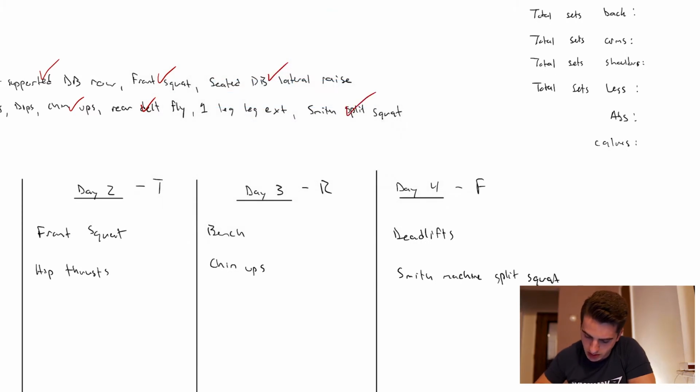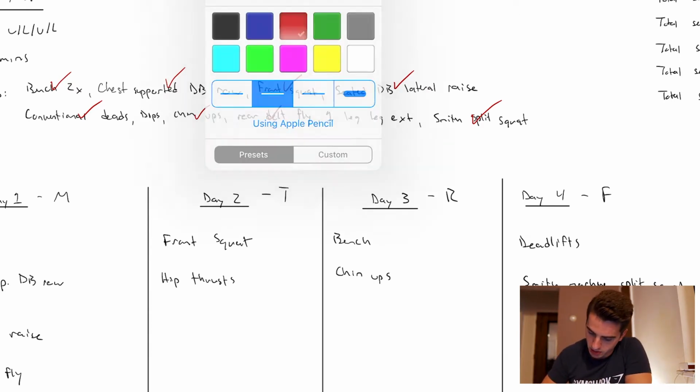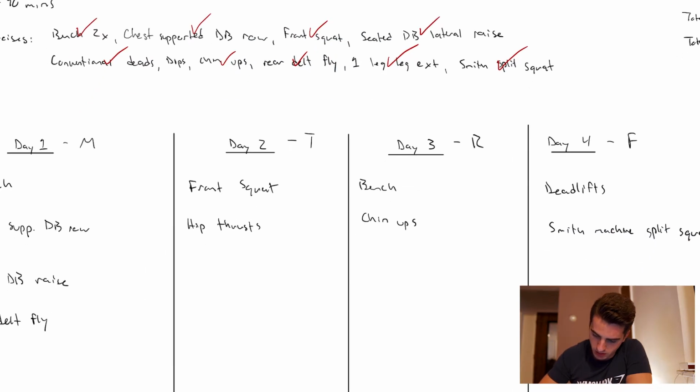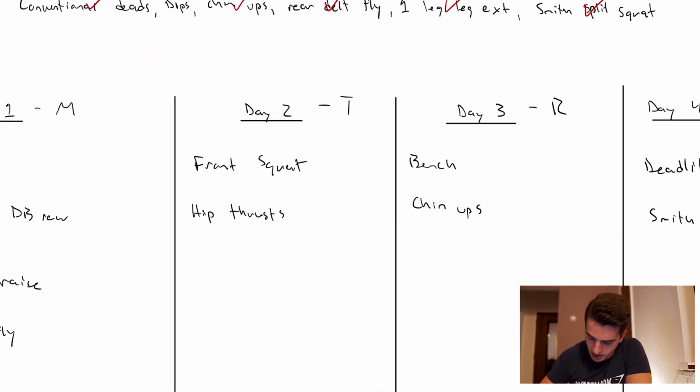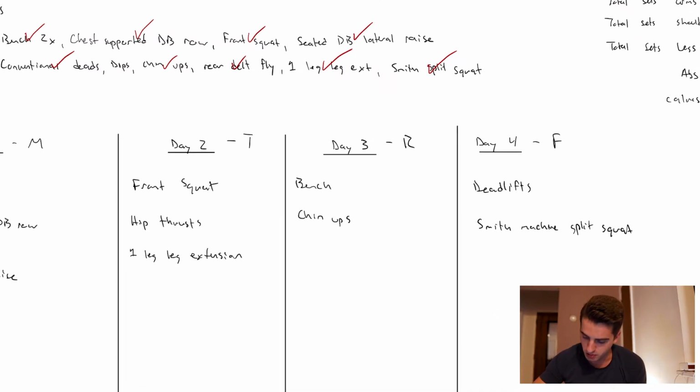Okay, so we can cross that off. We've got, let's see, that's most of it right now. So then, okay, so then we need one leg extension. So what I'm gonna do is put that one on this front squat day. Okay, and then the last thing we need are dips. So I'm gonna put that on day 3.